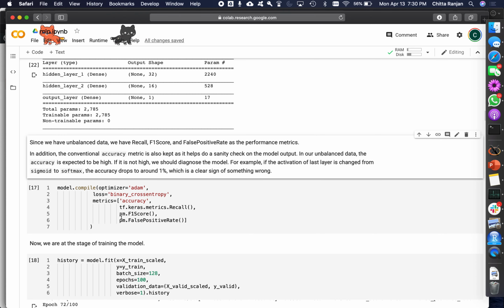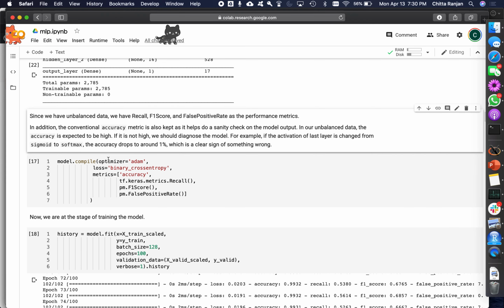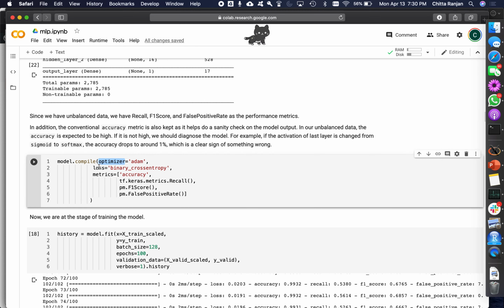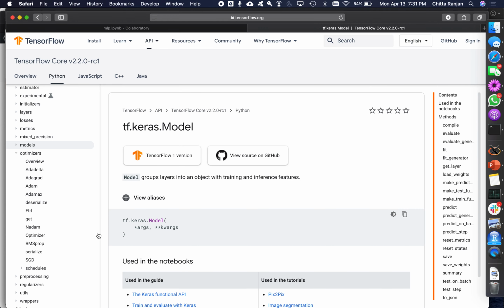to the model compile part. In model compile, I have a few necessary arguments, which are optimizer, loss, and metrics. We again have several choices for optimizer, and why don't we look at our choices? Let's go to TensorFlow. I'm on the TensorFlow page, and I'm looking at the choices of optimizers here. As you see, we have Ada Delta, Ada Grad, Ada Max, and so on.